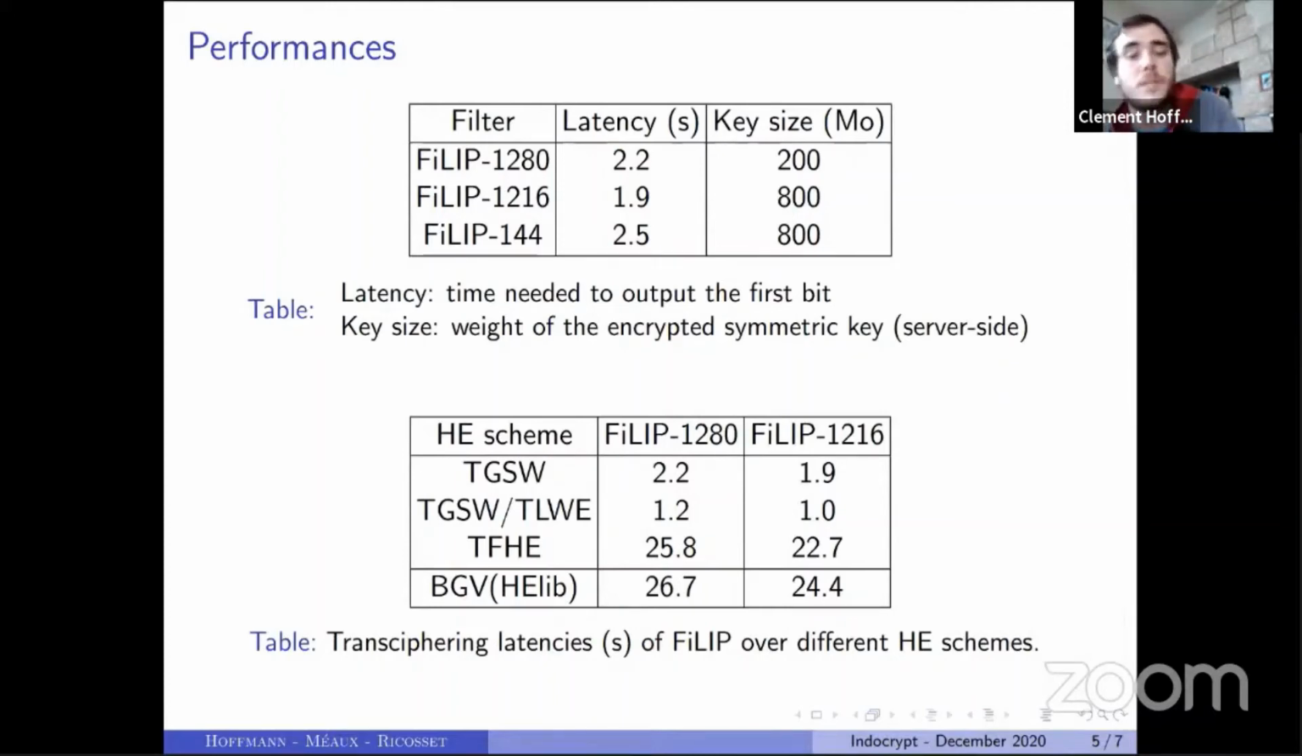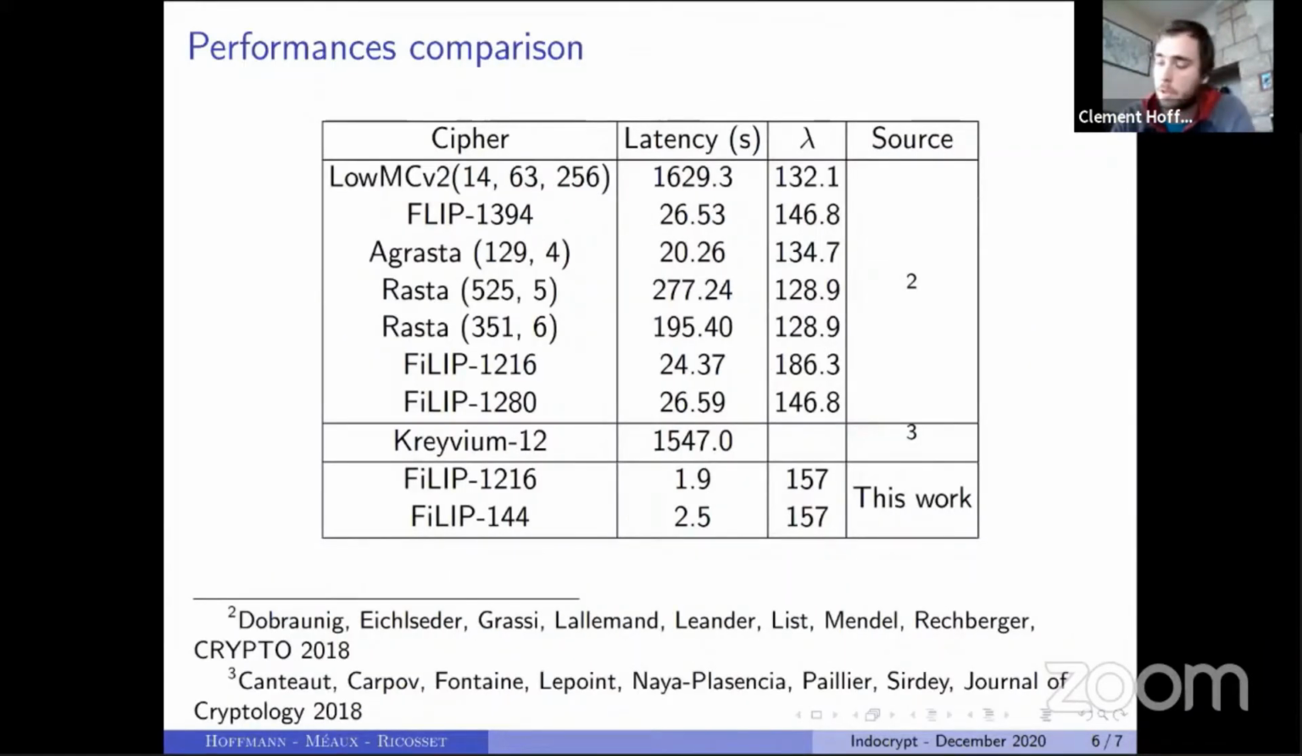So the TFHE scheme is just TFHE as intended with gate bootstrapping. So it's slower. And the last one is Philip with a second generation homomorphic scheme. We also compared the results with other transciphering schemes. We ended up with a good latency.